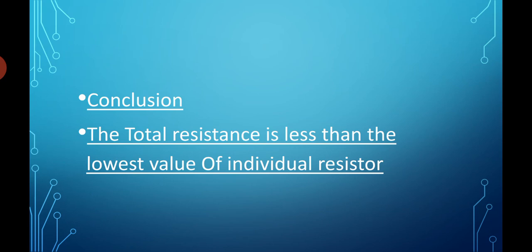So it is clear from here that when we connect lamps or any appliance in parallel, then the voltage across each appliance will be the same, and the current through each will be different. And in parallel, the total resistance or the total opposition to the flow of current will be less than the individual lowest resistor.